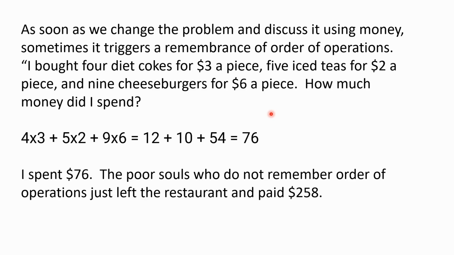For example, I bought 4 Diet Cokes for $3 a piece, 5 iced teas for $2 a piece, and 9 cheeseburgers for $6 a piece. How much money did I spend? Well, you can represent that by this equation: 4 times 3 plus 5 times 2 plus 9 times 6. It's 12 plus 10 plus 54 equals 76. Really simple. It's 4 Diet Cokes times $3, 5 iced teas times $2, 9 cheeseburgers times $6. You spent $76, and I feel really bad for the poor souls who do not remember the order of operations because they just left the restaurant after paying $258. All right? So luckily there are cash registers and there are people that work them that understand how mathematics works, because the answer is 76. It's not 258.